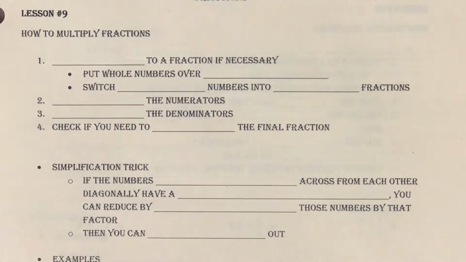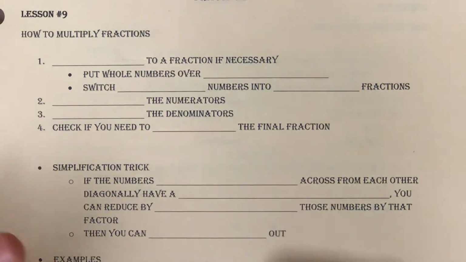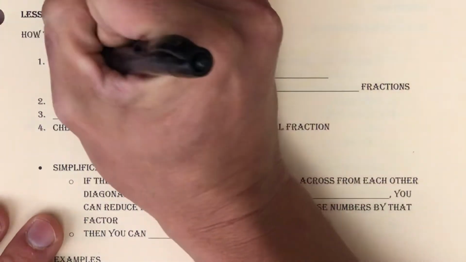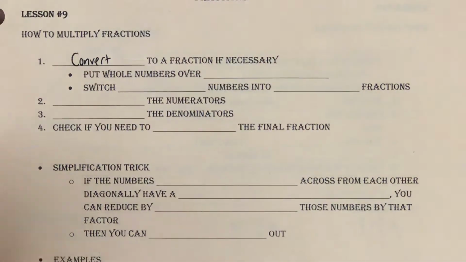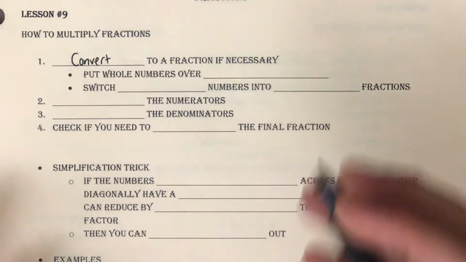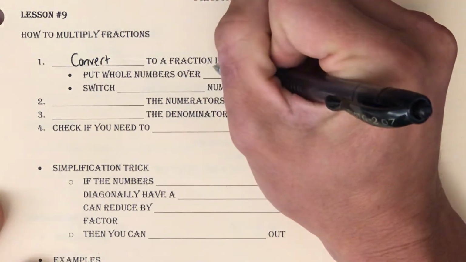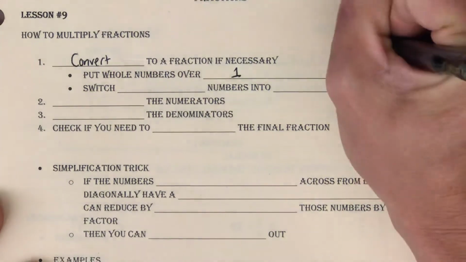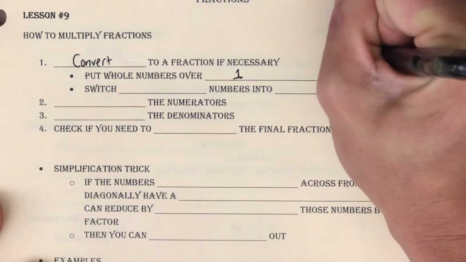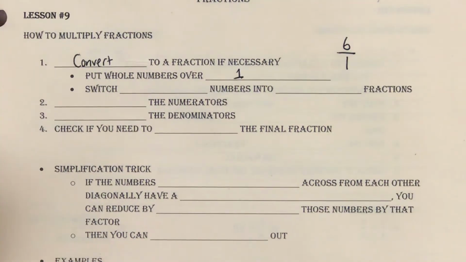So when it comes to multiplying fractions, it's kind of a 4-step process. The first thing we want to do is convert to a fraction if necessary. So if they give us a whole number or a mixed number, we need to convert it. We're going to put all whole numbers that they give us over the number 1. So if they give us 6, it becomes 6 over 1, and that makes it a fraction.